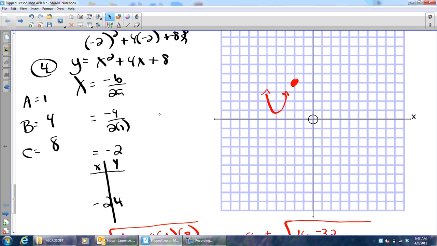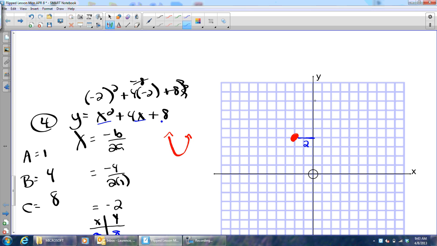So how are we going to get those other 2 points? Well, we're going to go to a t-table. And I like using 0 for x. So I'm going to put 0 in for x. And when I do, I get 0 plus 8. I get 8. So 0, 8 right there.